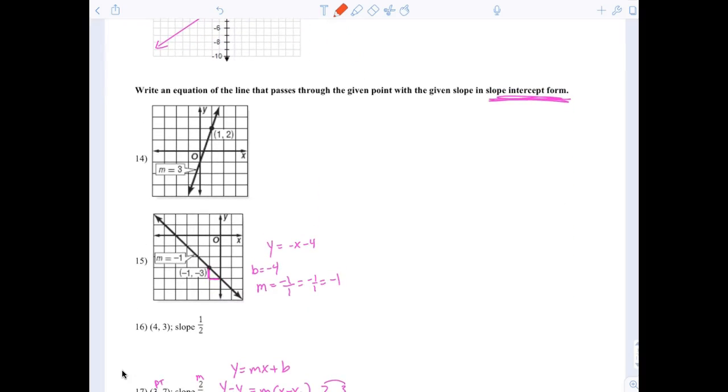Let's take a look at 14. Again, we're writing in slope-intercept form. What's nice here is they give us the slope, right? So we'd have y equals 3x. What's the y-intercept? Negative 1. So your answer is y equals 3x minus 1. Everybody good with that?